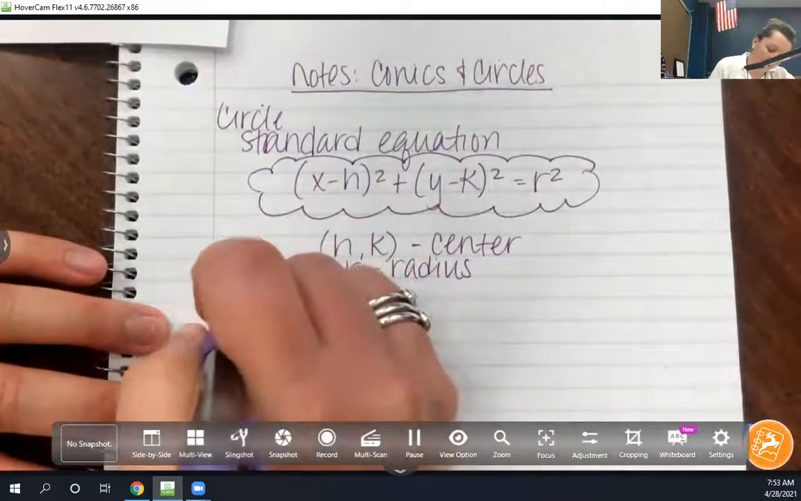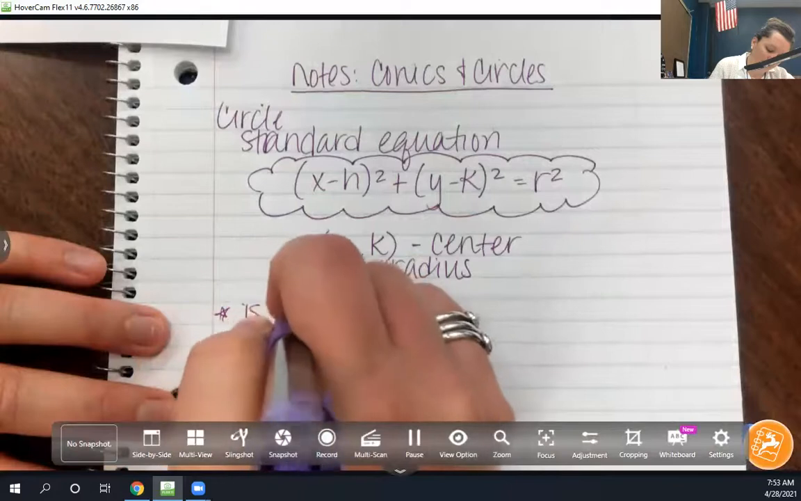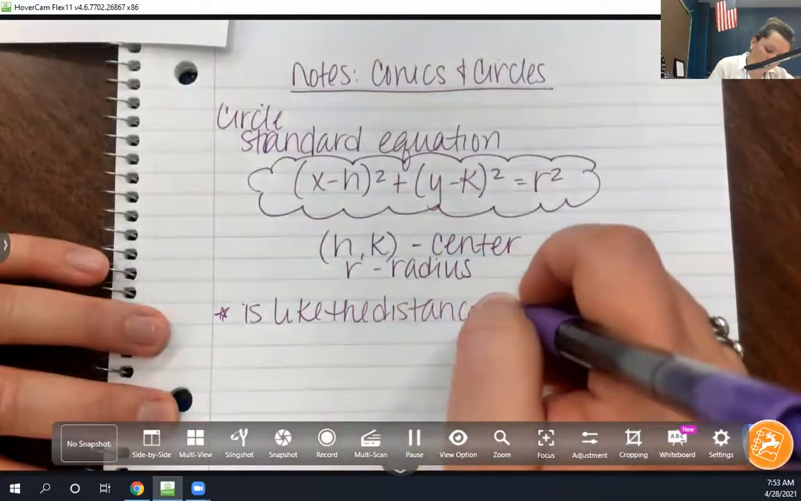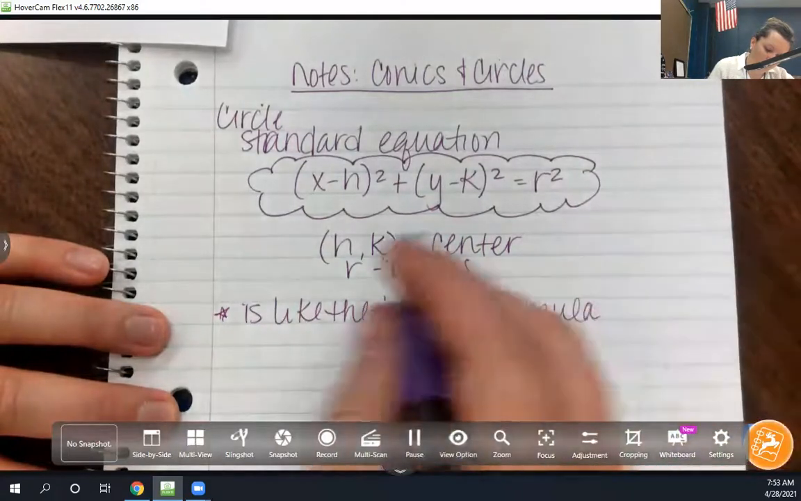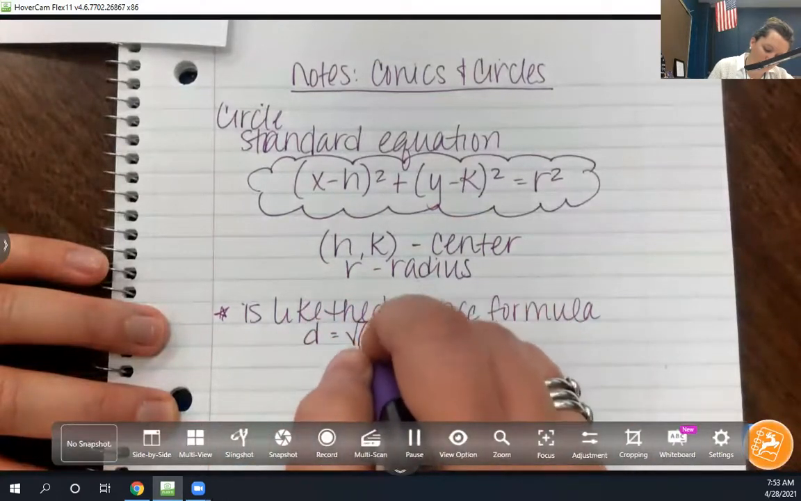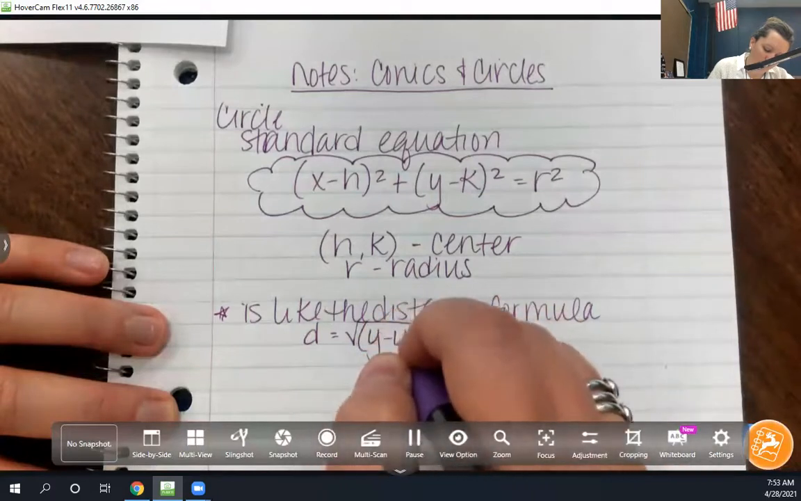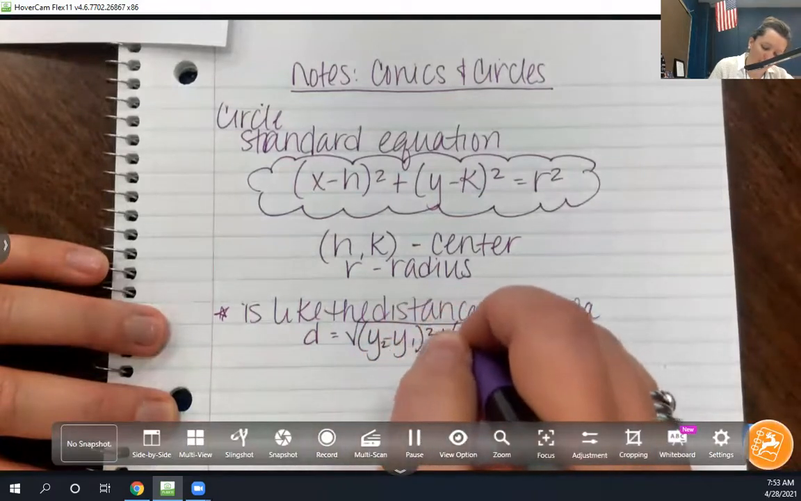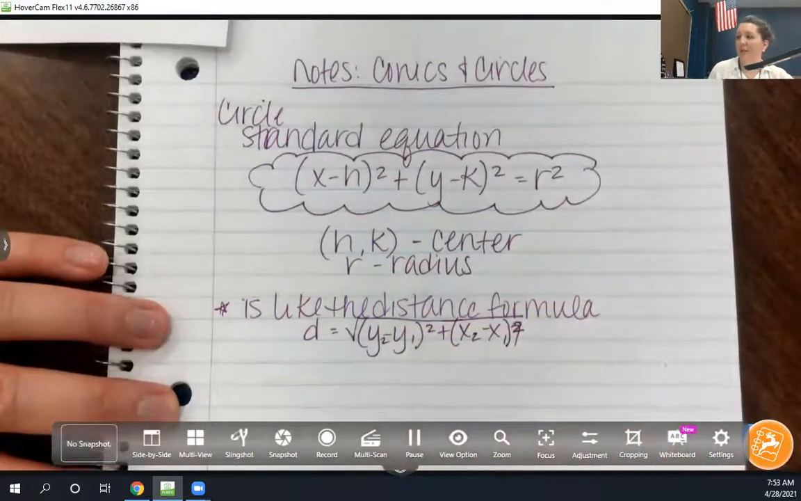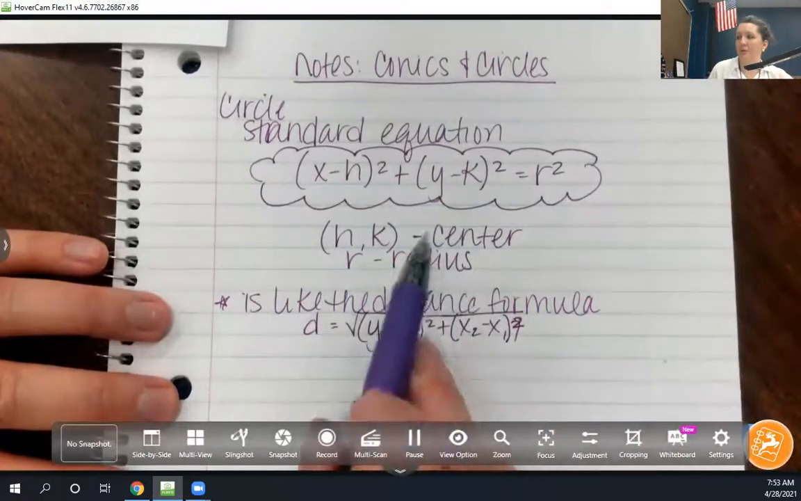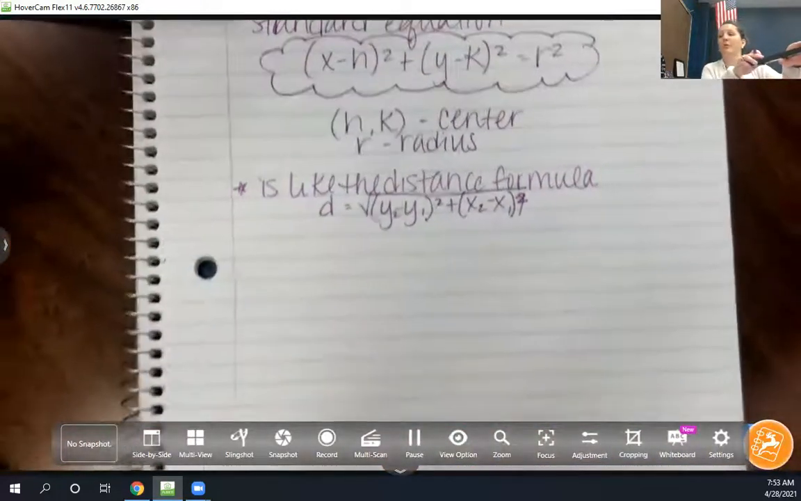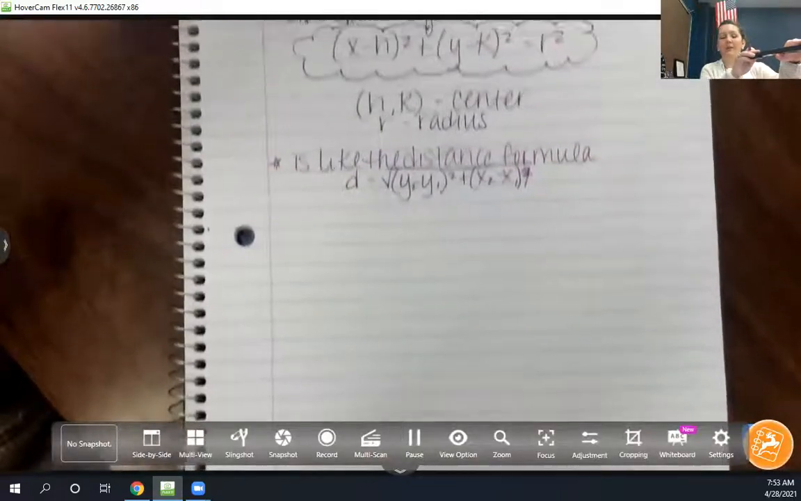I'm just going to write that little note here. So remember when you learned that distance equals the square root of (y2 minus y1) squared plus (x2 minus x1) squared? Same thing. Notice that if you squared both sides, you would get the same thing as the standard equation of a circle. Kind of cool. Just know that you have seen something like this before.